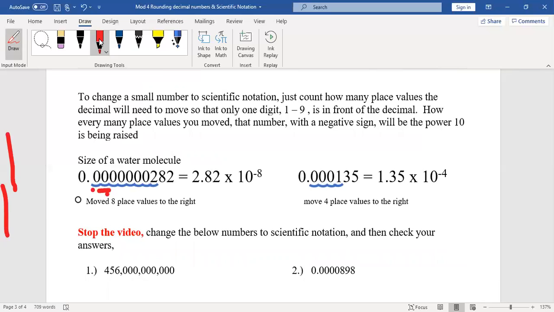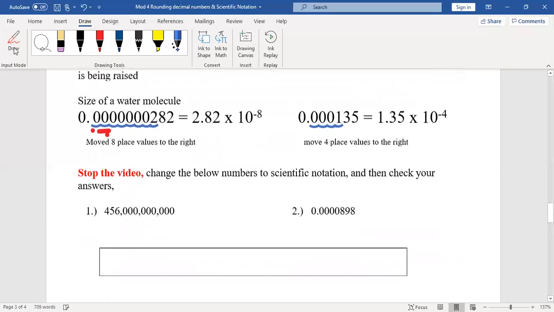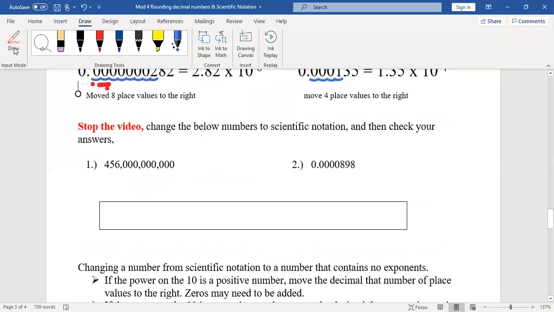Okay, it's your turn. Go ahead and stop the video and give it a try. Change the below numbers to scientific notation and then check your answers.